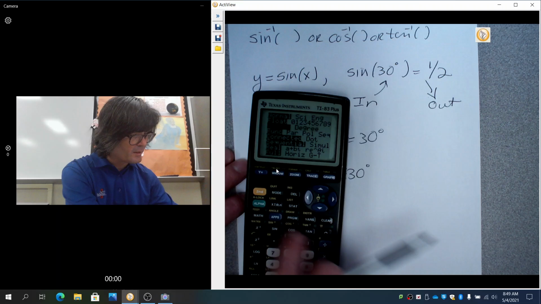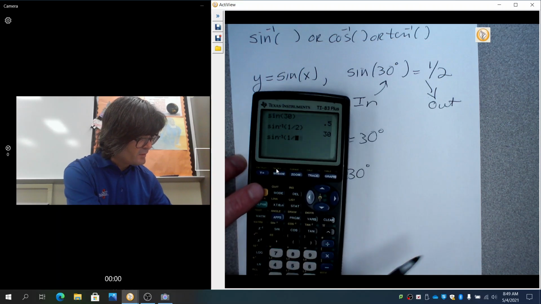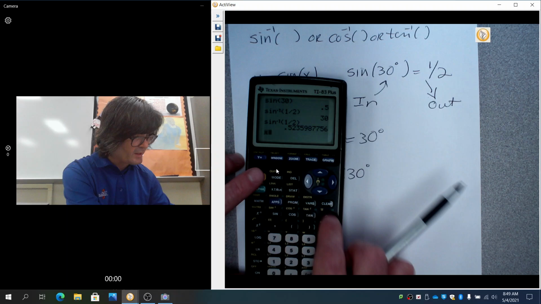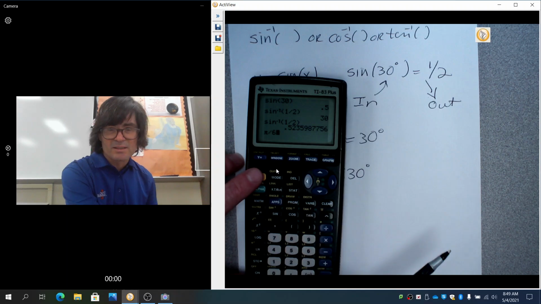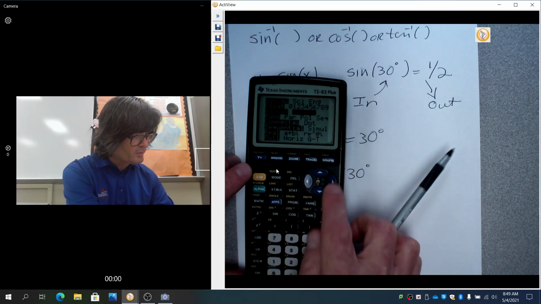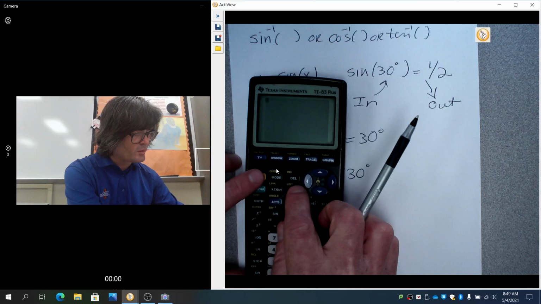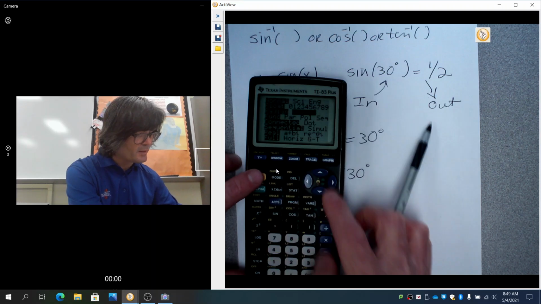If I just went down to radians real quick and did inverse sine of a half, you would get a really ugly decimal, which is pi divided by 6. So I'm going to go back to degrees. Let's practice using this on a triangle. There we go, degrees.